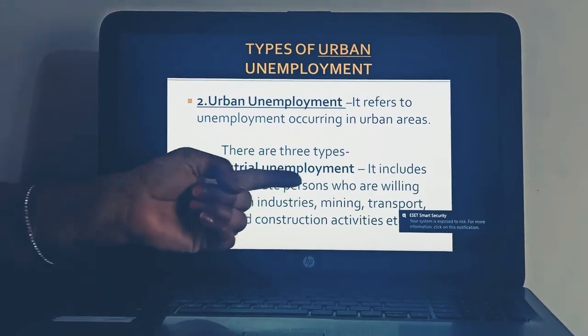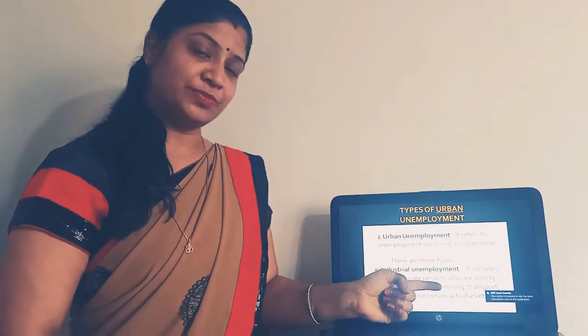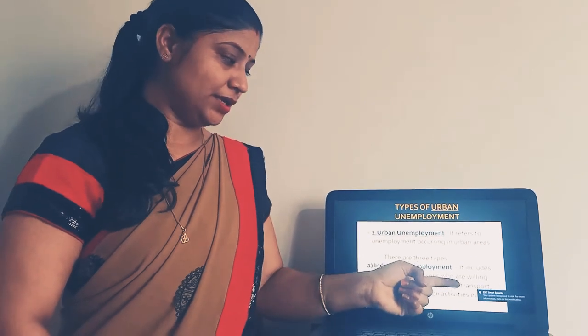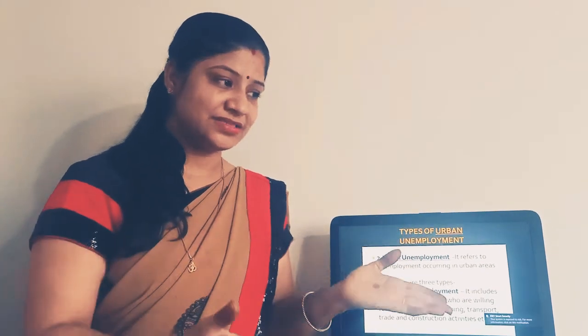Number one is industrial unemployment. It includes those illiterate persons who are willing to work in industry, mining, transport, trade, construction activity, etc. That means they are illiterate. They don't know how to read and write, but they have a willingness that we should do some work and get the money, that is income. But they don't get a job in any industries or any mining, anywhere they don't get a job, but they want to work in the industrial sector.